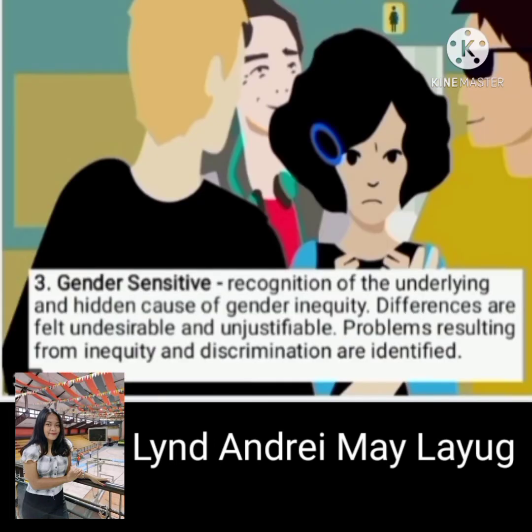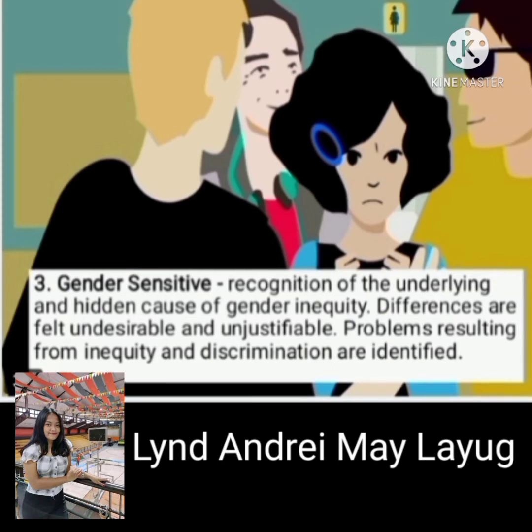So next, we have gender sensitive. It is recognition of the underlying and hidden cause of gender inequity. Differences are felt undesirable and unjustifiable. Problems resulting from inequity and discrimination are identified.